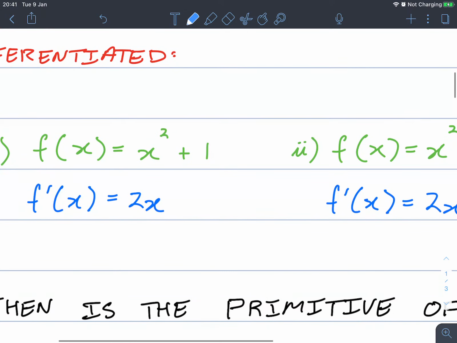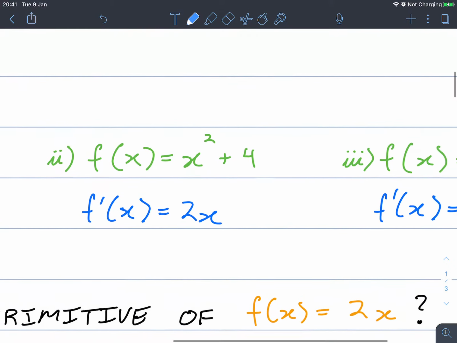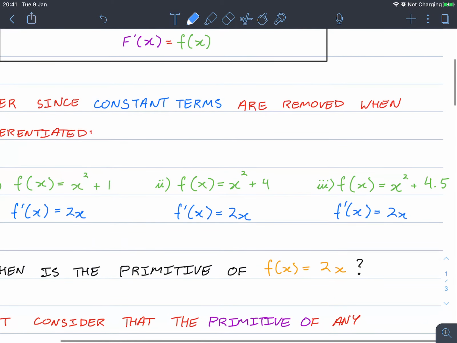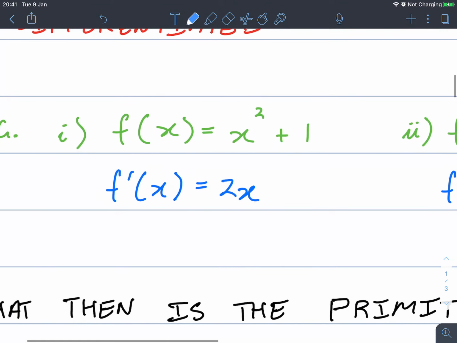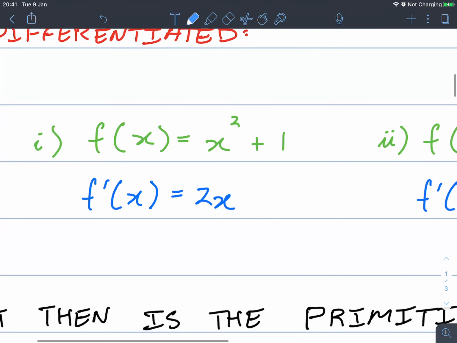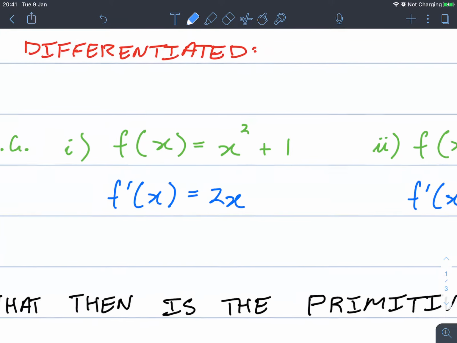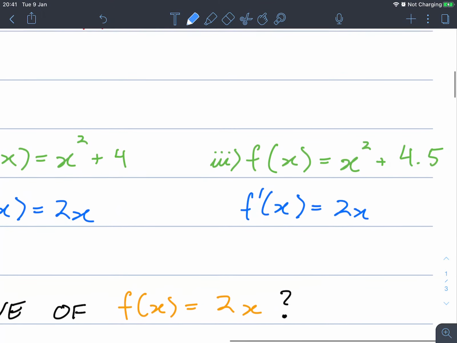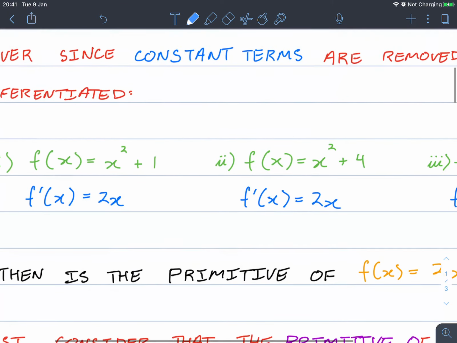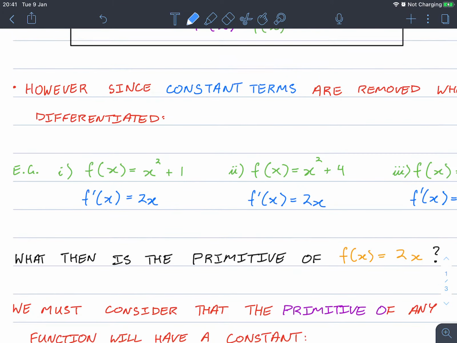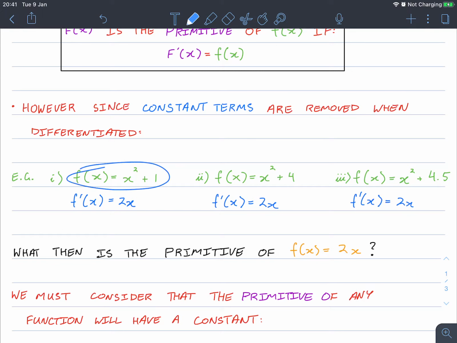Notice how any of these functions could be the primitive of 2x, because all of these, examples 1, 2, 3, and 4, when derived, give the same derivative. So all of these could be the primitive of 2x.